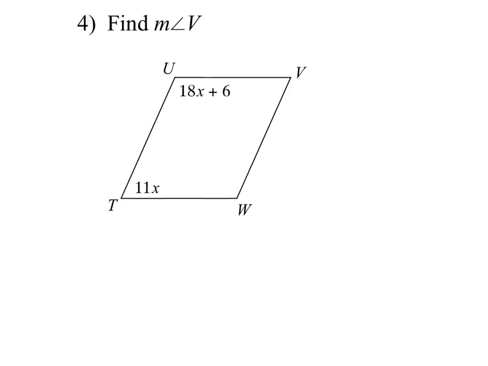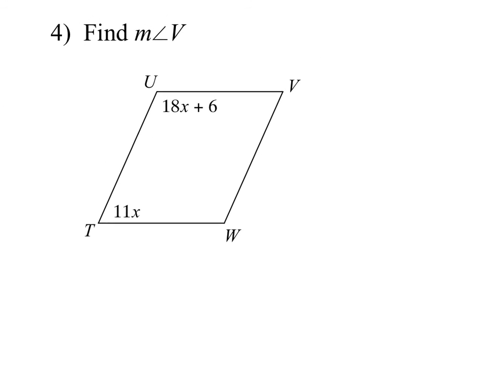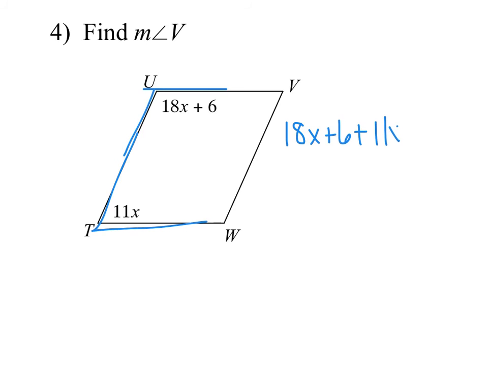And then the last one, just for fun, give us a rounded out here. These two share a side, so they're supplementary. They add up to 180. And in the end, they want us to find V. And V is going to be the same as T. So that'll be nice.